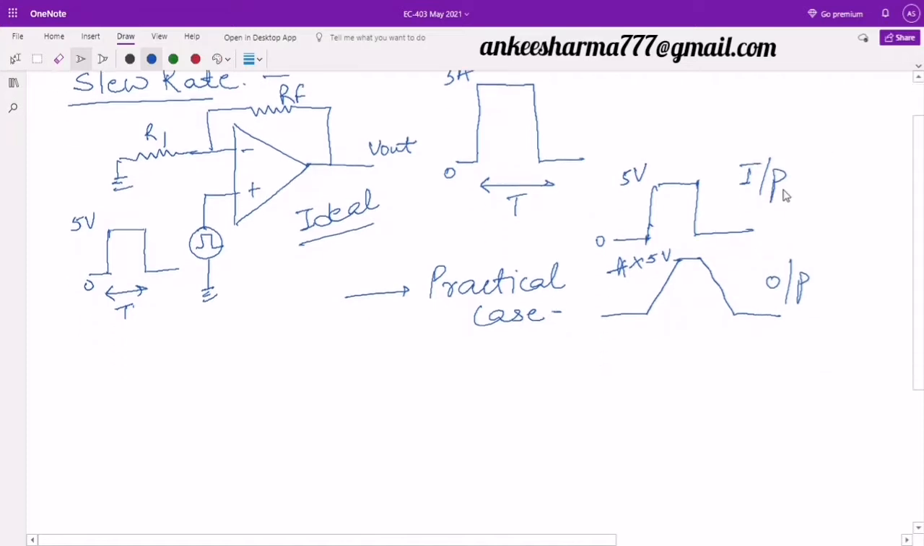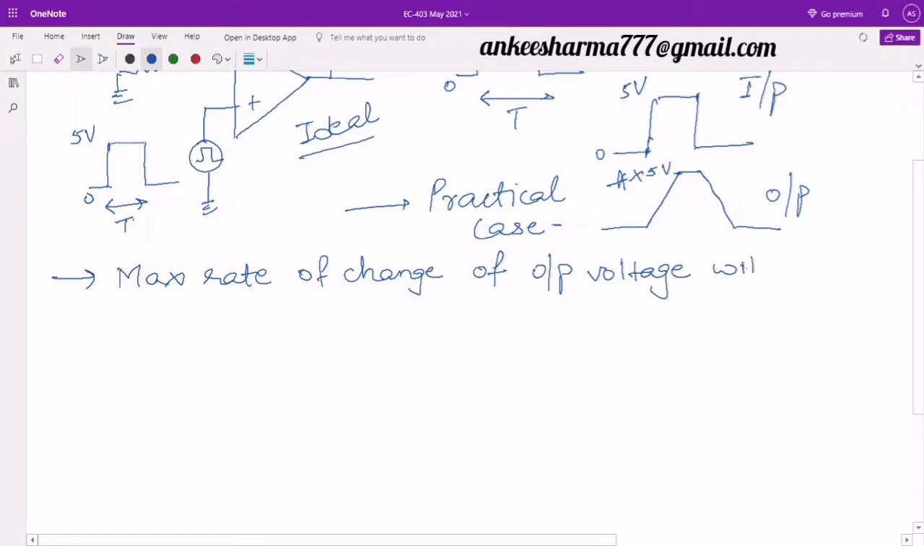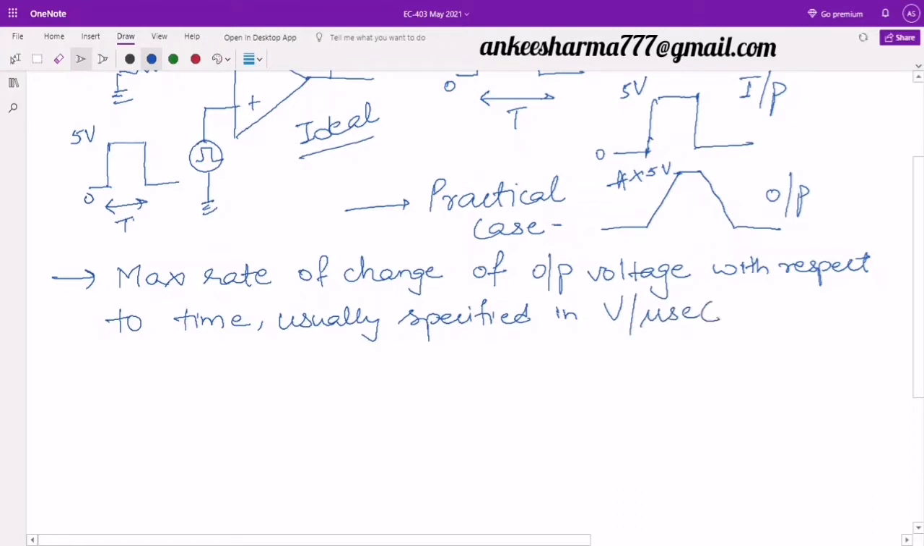So slew rate is defined, the definition of the slew rate is, it is defined as the maximum rate of change of output voltage with respect to time, and it is usually specified in volts per microsecond.